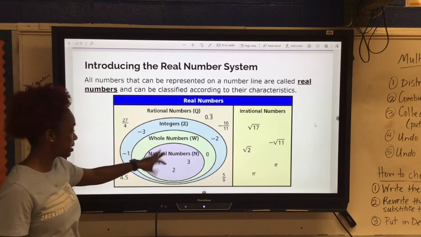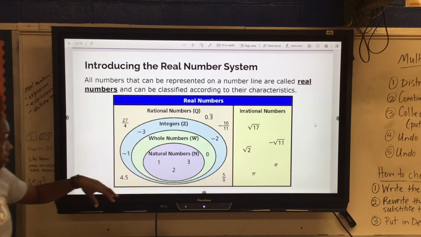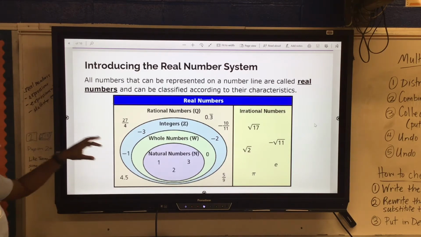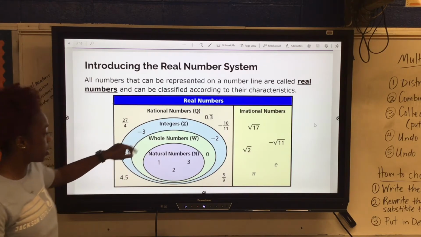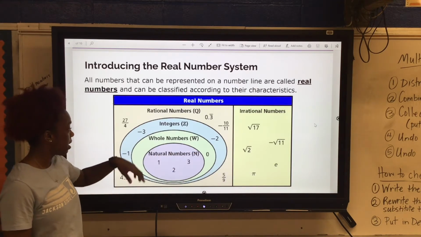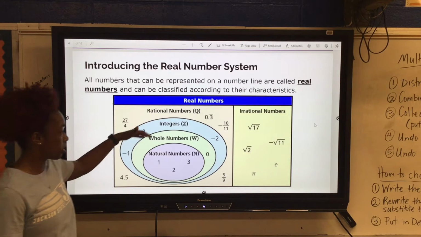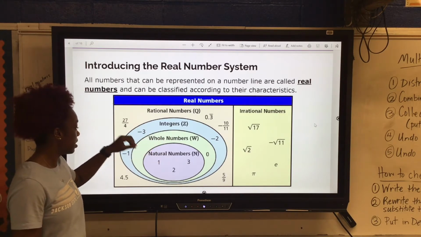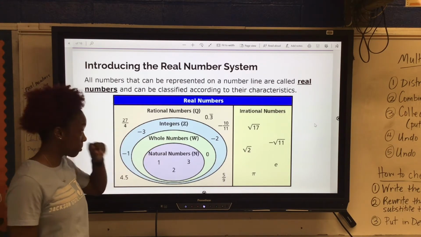Starting in the smallest subset are your natural numbers. Those are your counting numbers. So it starts with 1, 2, and 3. When you get up to your whole numbers, it's the same as your natural numbers, but 0 is added. Alright, when you get to integers, it's the same as your whole and natural numbers, except their opposites are now added, so your negative numbers are added.